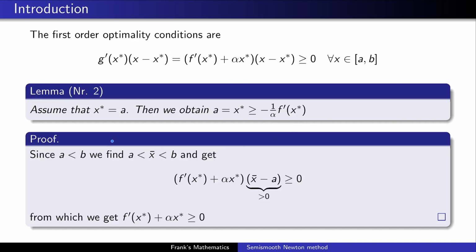Now we go to the second case. Assume that x star is a. So now we are lying at the lower bound of our interval. Then we know that x star is actually a.